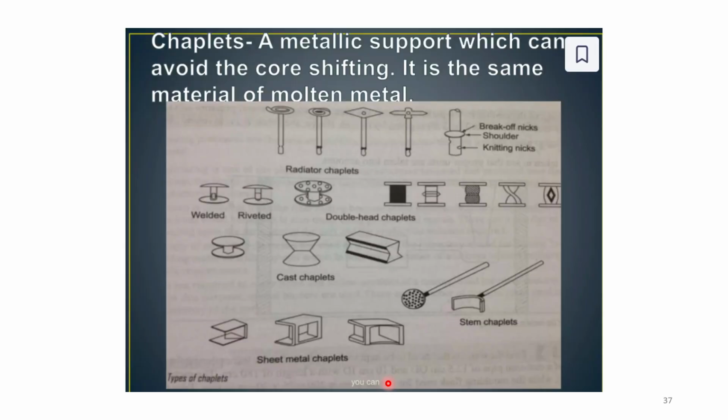Now again you have various types of chaplets. A chaplet is a metallic support which can avoid the core shifting. Because of the pouring of molten metal, your core can shift if you are not using any support, and it is the same material as the molten metal. Now these are various types of chaplets: radiator chaplets, welded riveted chaplets, cast chaplets.